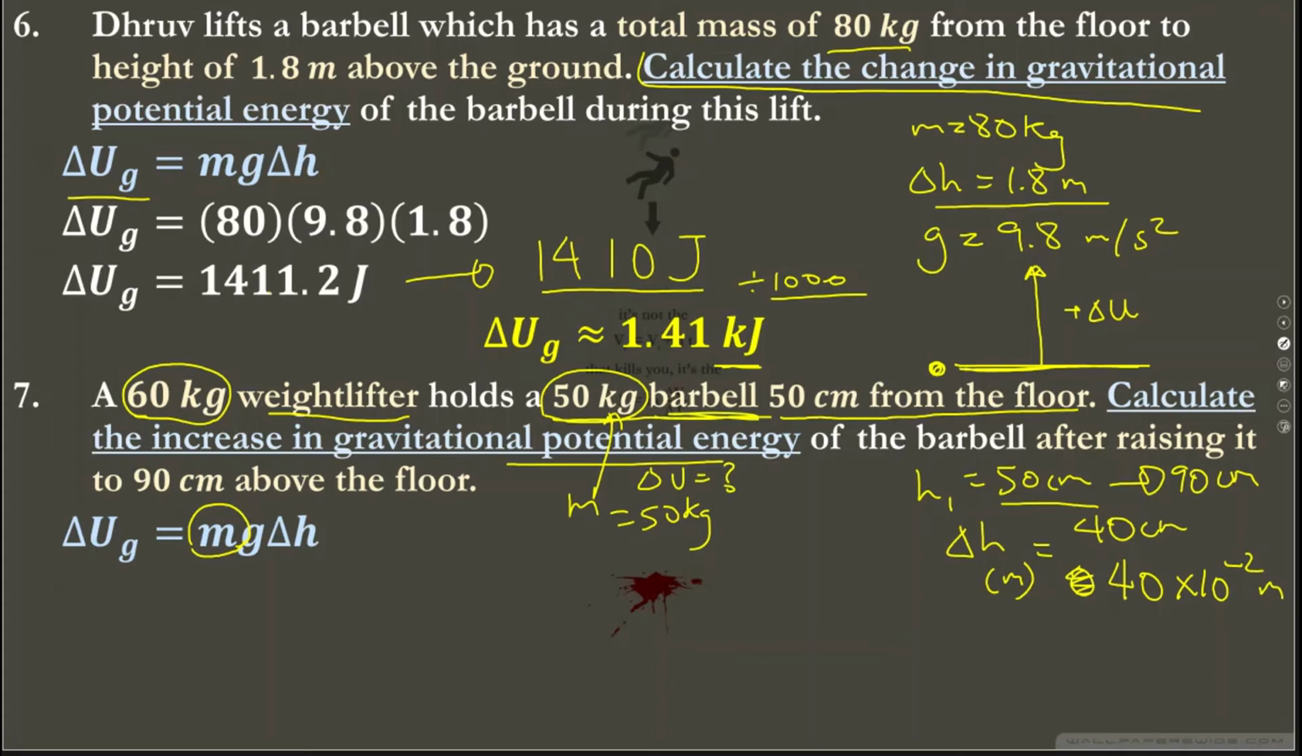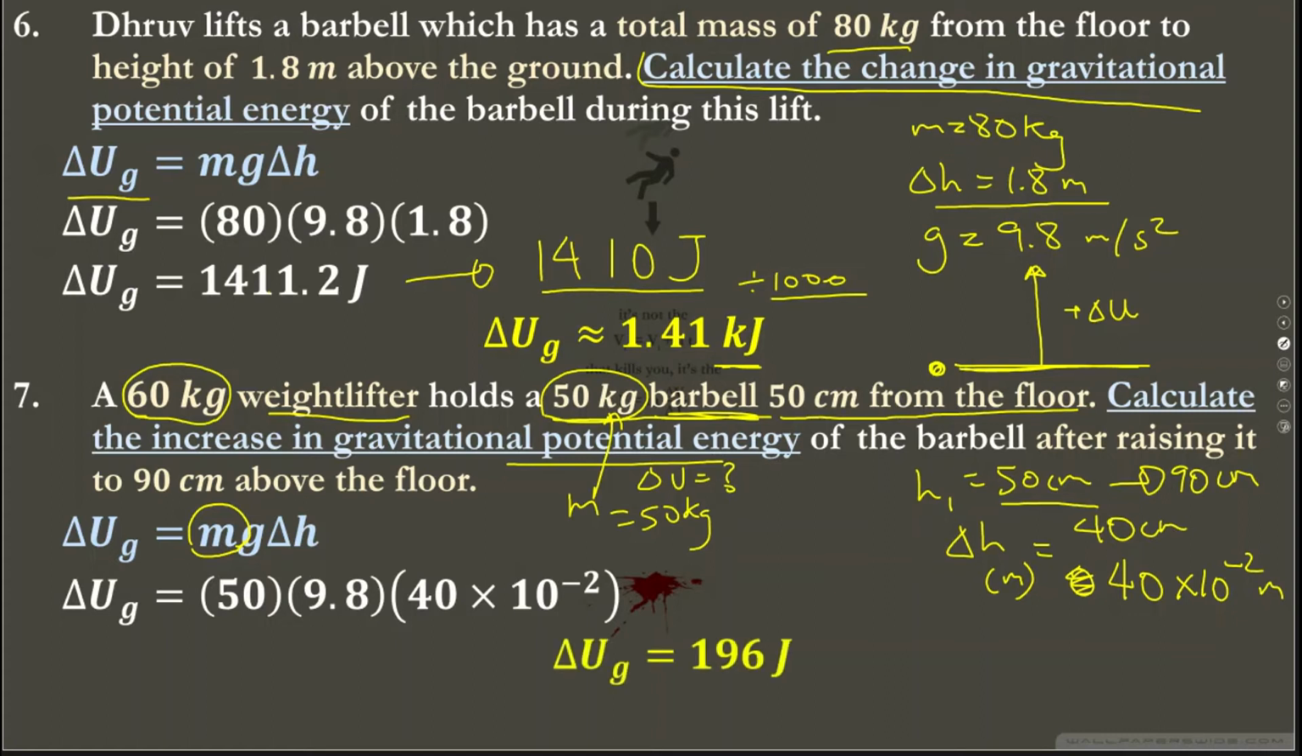Okay, let's substitute that in. So 50 kilograms, 9.8 again, and 40 times 10 to the minus 2. You get an answer of 196 joules. So that's the change in gravitational potential we have here. Move along to the next question.